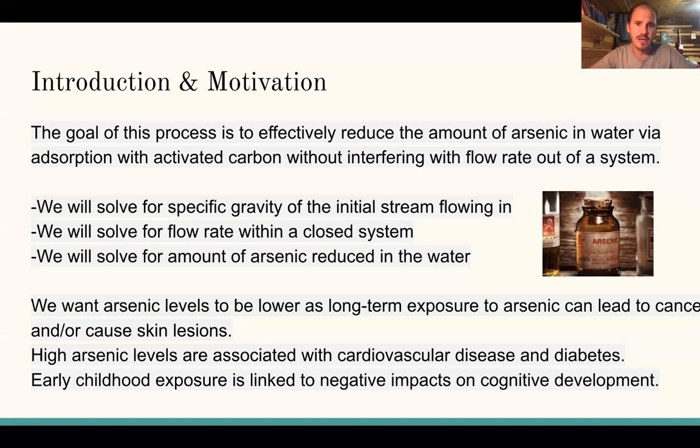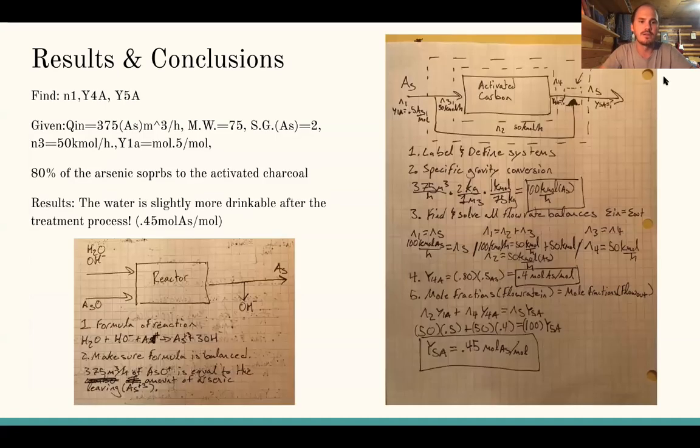So what are we going to do? We're going to start out with the amount of arsenious or arsenic acid. We're going to reduce that in one section of the treatment process, and then we're going to take the arsenic that is then just paired with water and reduce it with activated carbon. We're going to be solving for specific gravity, flow rate, and the amount of arsenic that is reduced within the system. So if you look at the bottom left, we have two influents.